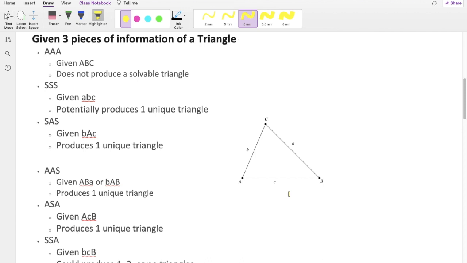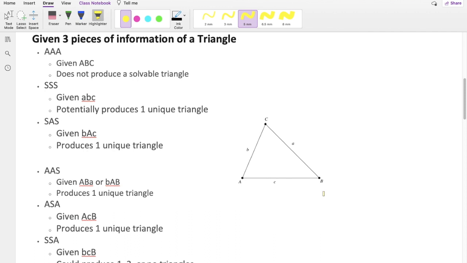The next one is angle side angle. For instance, we could have angle A, side C, and angle B. Given those three pieces of information, we are also able to produce a single unique triangle.